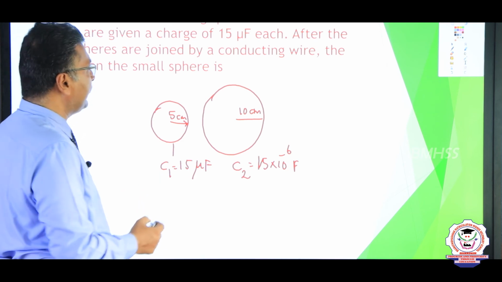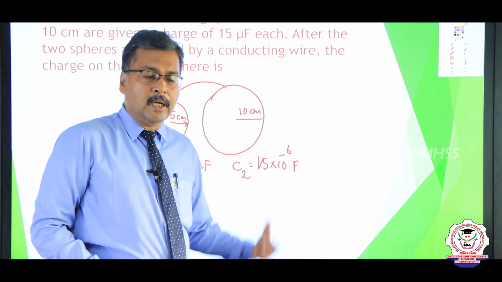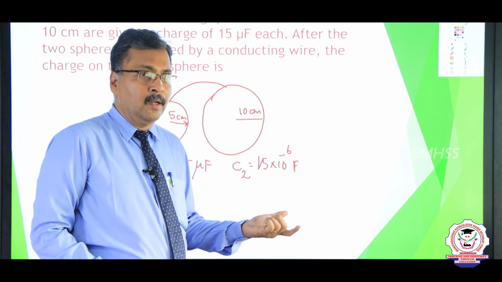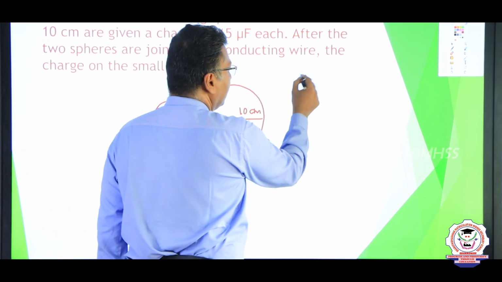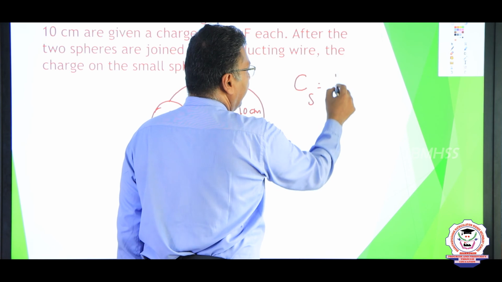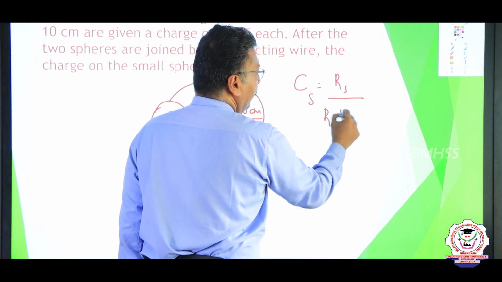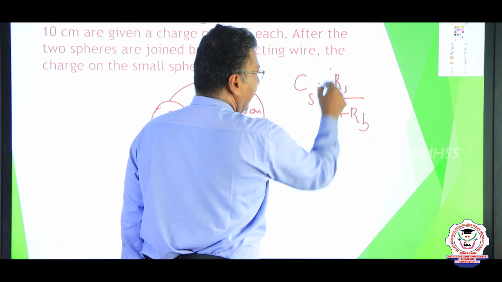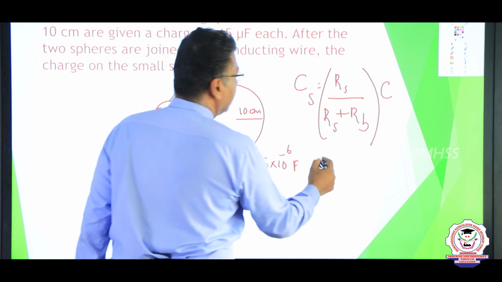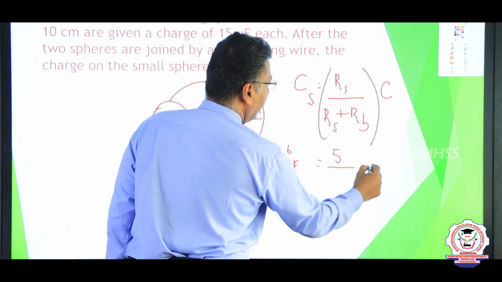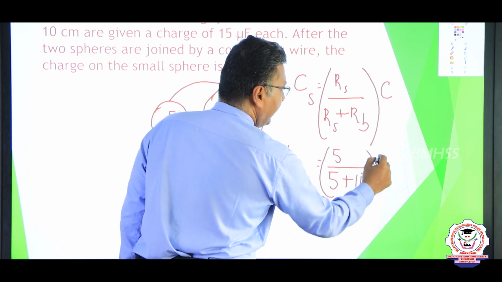So this is being connected by a conducting wire. So what's happening now? The charge is being transferred from one to the other. Now we have to find out what is the capacitance when the wire is connected. Capacitance of the smaller sphere will be equal to the radius of the smaller sphere divided by radius of smaller plus radius of bigger times the capacitance in general. So smaller sphere capacitance is 5 centimeter, bigger one is 5 plus 10, and the whole multiplied by 15.